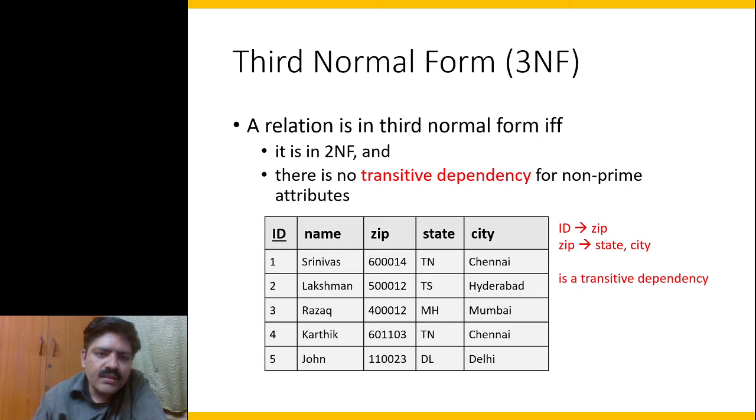Why? Because I understand that ID determines zip and zip determines state and city. So that means there are unique values of states and cities for a given zip. Now this causes update anomalies, so we don't like this kind of table design. So in other words, wherever there is a repetition of zip, I have to ensure that the state and city are properly updated or properly inserted into this table, right? So this causes redundancy as well as anomalies. So how do we fix this table design?